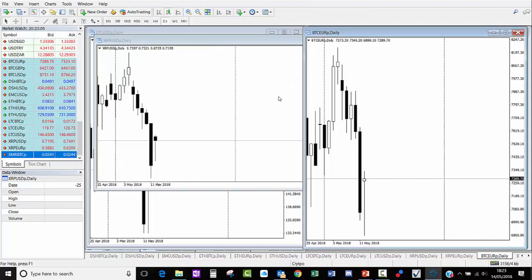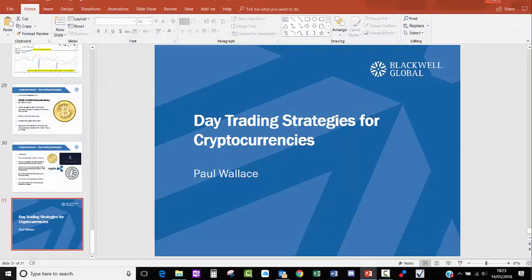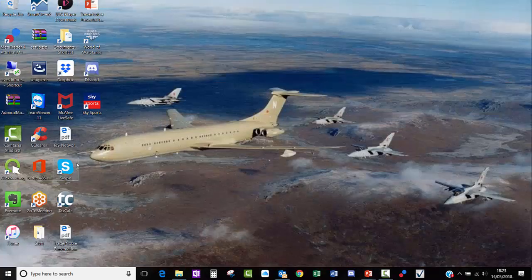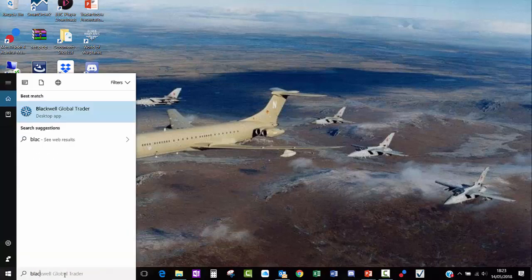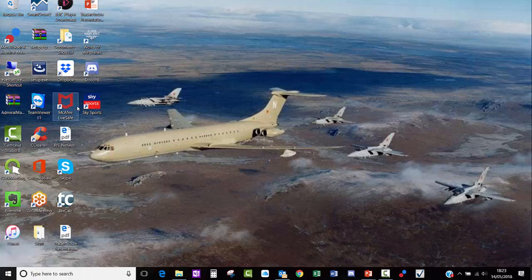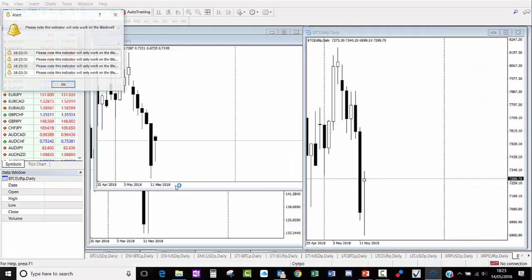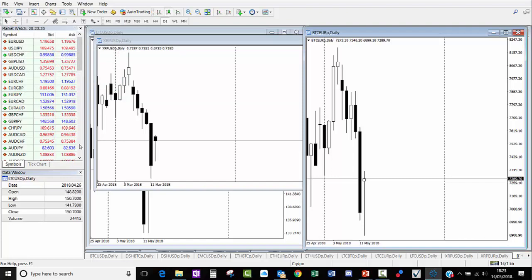Now for MT4, once you've put the indicators into the platform, you actually need to close the platform down very quickly, and then bring it back up again. Doing that will allow the indicators to be embedded into the platform, and then suddenly we can start to use them.